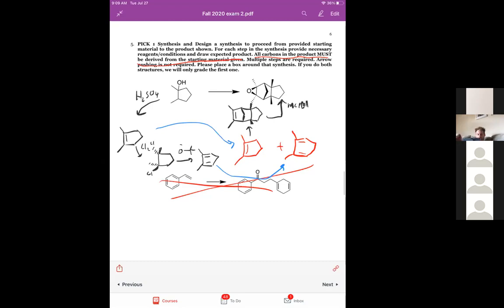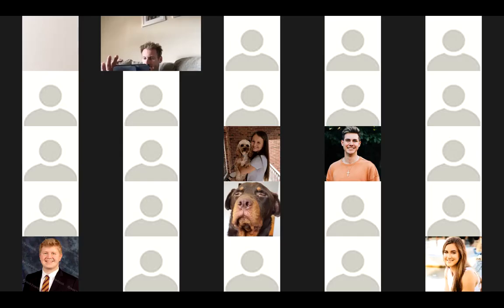Again, I'll pick one of the two like I did last time. Let's take a look at the last page. Then we'll take a little break.